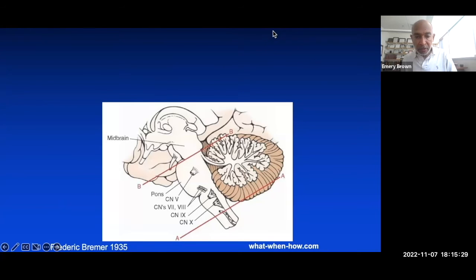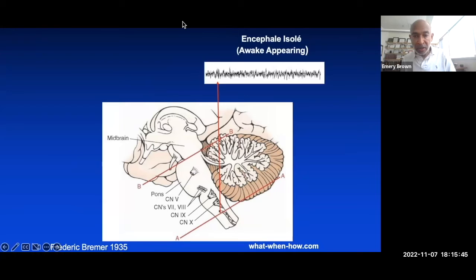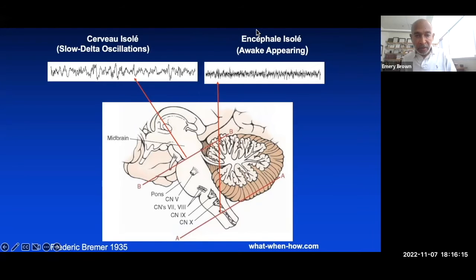So I want to talk about some experiments which were done back in 1935 by the Belgian physiologist Frédéric Bremé. What Bremé did was a set of experiments in cats. In the first experiment, he transected the spinal cord from the brainstem at A. And what he observed was a pattern of the EEG that looked like this, what he called the encéphale isolé, or the isolated encephalon. And the EEG appeared awake looking. Then in a second set of experiments, he transected the brainstem mostly and cord from the brain, and he saw a set of patterns that looked like this, these slow oscillations. And so that was one of the first hints that told us there's something in this part of the brain that has to do with arousal systems in the brain.